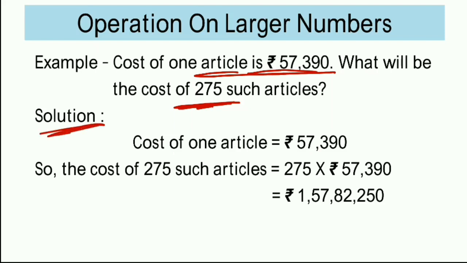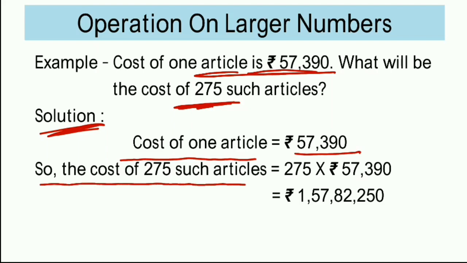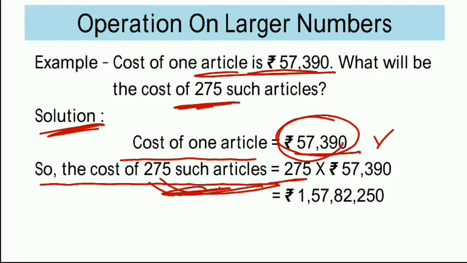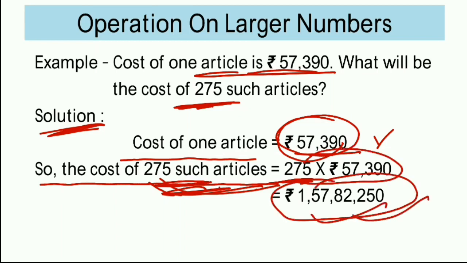Now what will be the solution? The cost of one article is this much, 57,390. What will be the cost of 275 such articles, the same articles? Then you will multiply the data for one by 275, because you have to find out the data for 275. Then you will get the result. This is the cost of 275 articles.